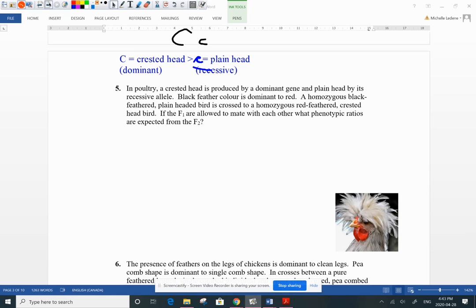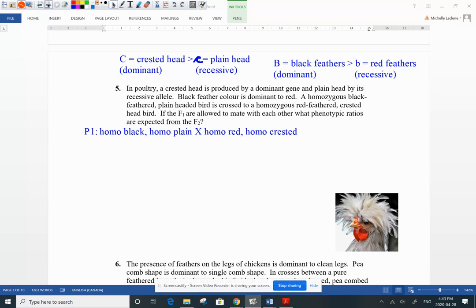Okay, and then what is the other trait? This is a dihybrid. The second trait is black feathers, dominant to red feathers. That's our recessive. Okay, so what's my next step? Well, my next step is let's set up what the parents are. I'm going to read through what it says.